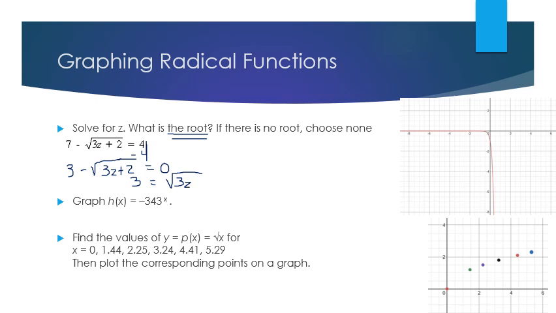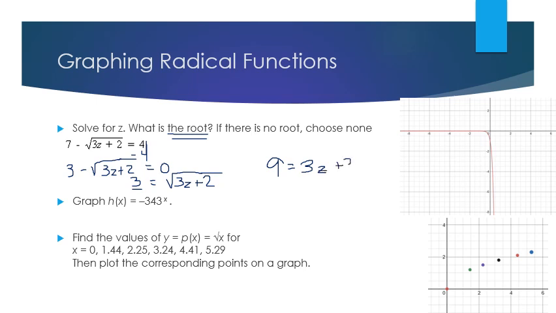Now the reason I chose to do it that way is because I wanted to get this radical all by itself so that I can square both sides. In this case, squaring the number on the left, 3 squared will give me 9. And squaring a square root just undoes the square root, so that leaves me with 3z plus 2.